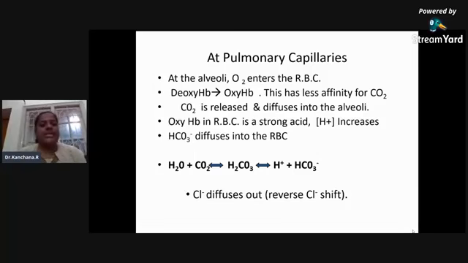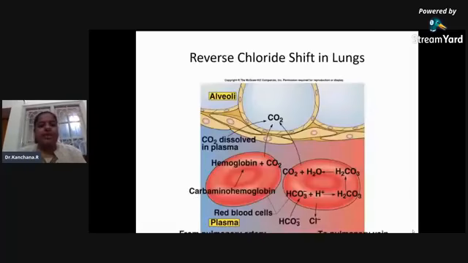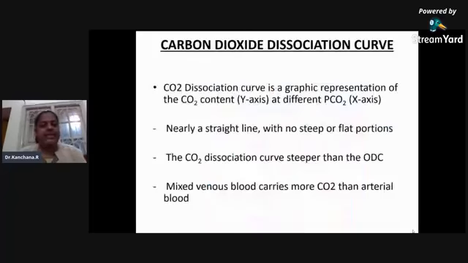Oxyhemoglobin in the RBC is a strong acid, so H plus increases. HCO3 diffuses into the RBC and combines with H plus to form H2CO3, which splits to form carbon dioxide and water, and chloride diffuses out into the plasma in exchange for the bicarbonate which has entered the RBC. This is the reverse chloride shift in lungs. This picture shows how carbon dioxide is getting released back into the alveoli, and from the alveoli during expiration it exits the body.